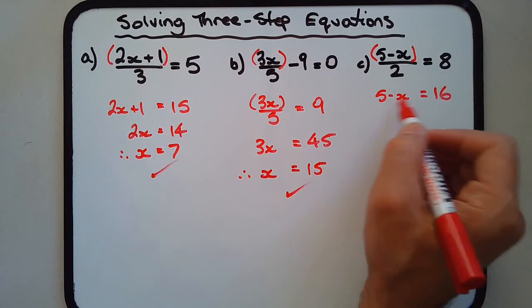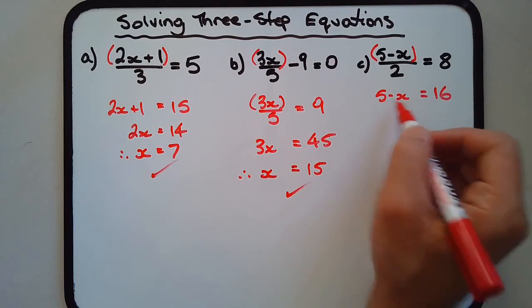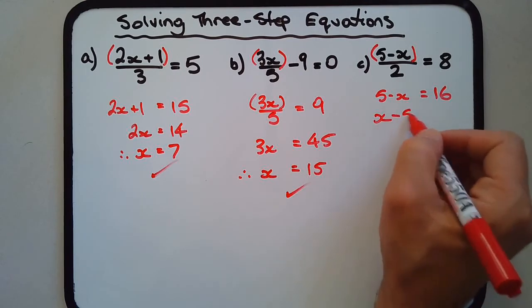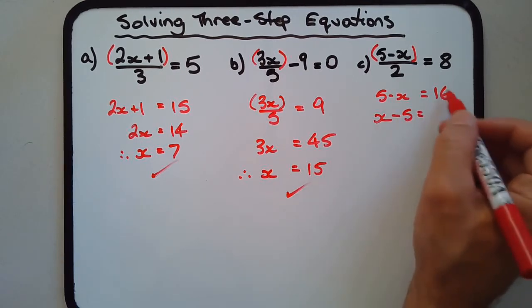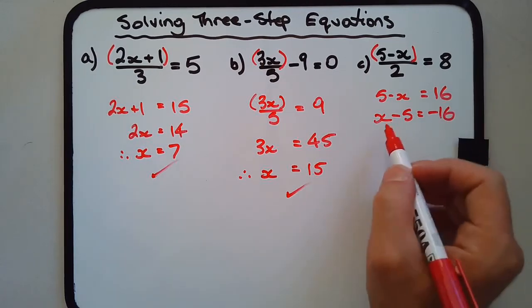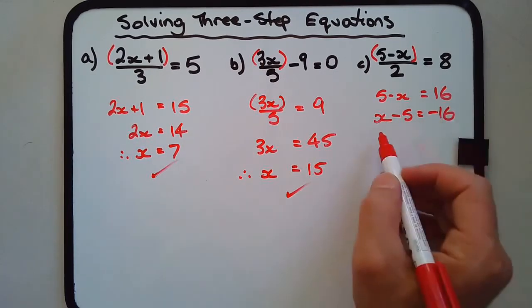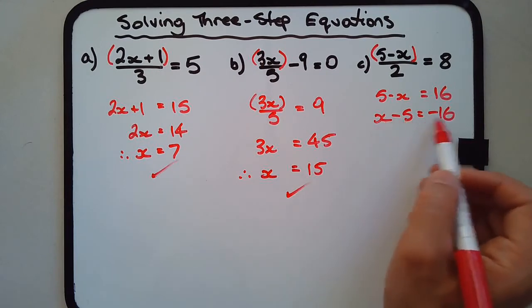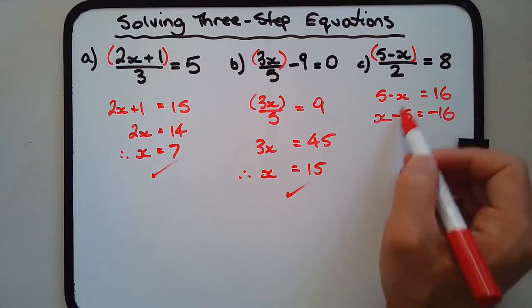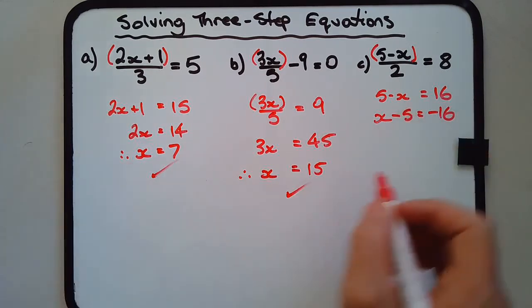Next thing we do is that we switch the 5 and the x around. Because the x is negative, let's make the x positive. So x minus 5 is equal to, instead of the 16 being positive, it becomes a negative. Last thing we do, now it becomes a one-step equation in fact. x minus 5 equals negative 16. This negative 5, we're going to move it to the other side. It becomes a positive 5.